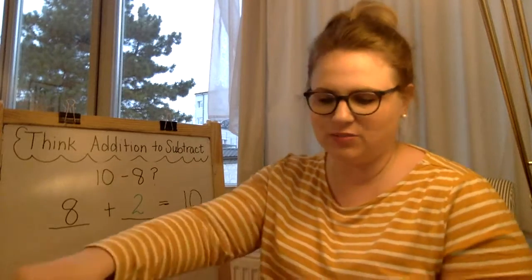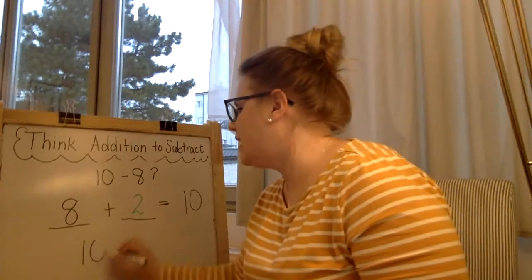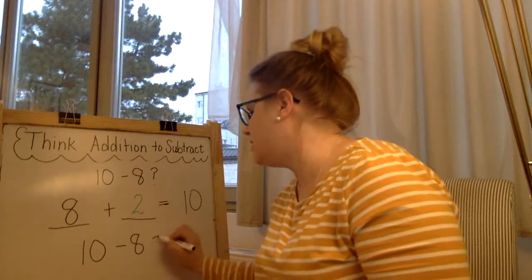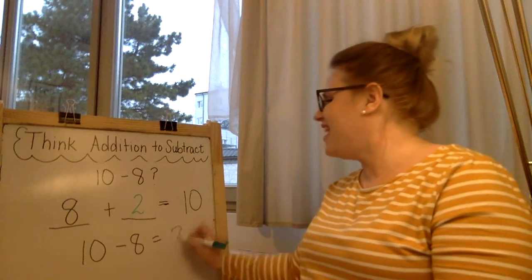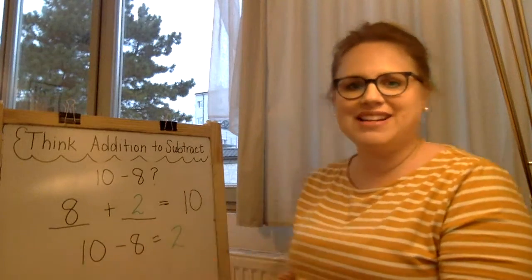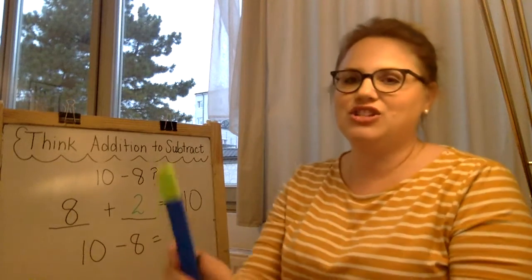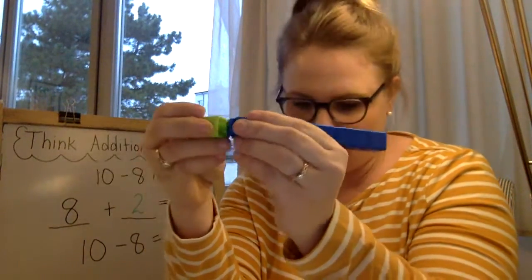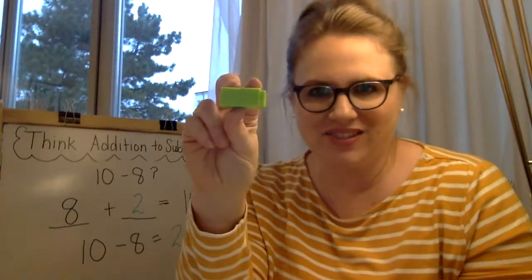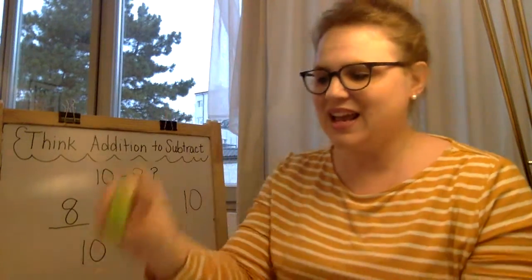All right, now we have to fill in the subtraction sentence. 10 minus 8 equals, I bet you can guess it really quickly now. That's right, 2. 10 minus 8 equals 2. Let's check it with our Unifix cubes. We have 10 cubes. We take away 8, and that leaves 2.